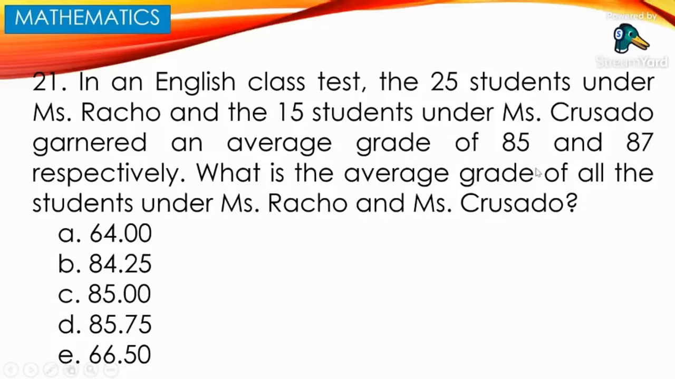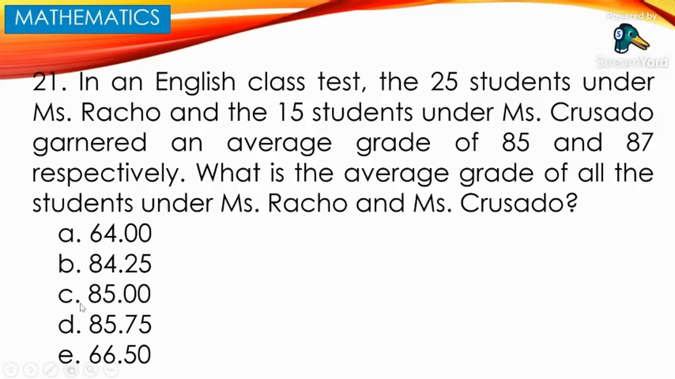First, kung yung average na po nila is 85 at 87, imposible na pong bababa sa 85 yung kanilang average. If the average is already 85 tapos 87, bakit pa magiging 64 yung average nila? So X na po si A, X na po si letter E. X na din po si letter B, mas mababa siya sa 85. So pagpipilian na lang natin is yung letter C at saka si letter D.